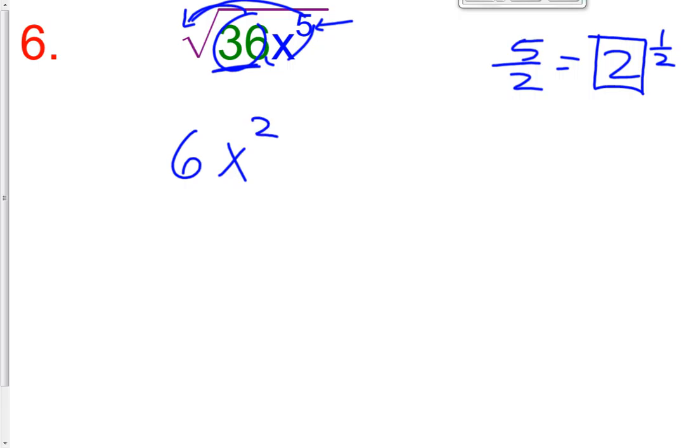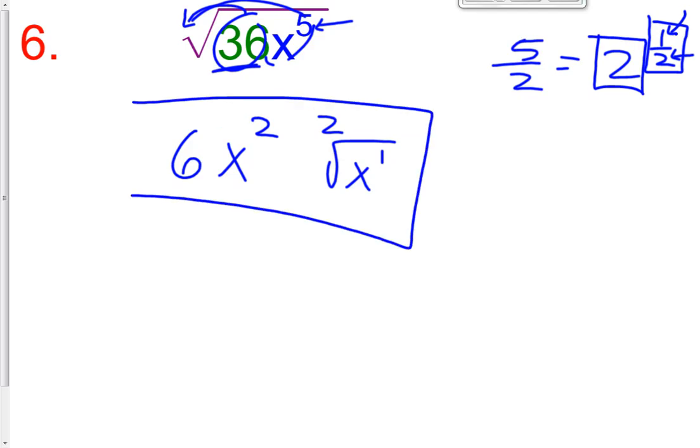But now I still have this. And this is still left underneath the radical. So this still represents our index. We're still going to have the square root of x to the 1st. This is my exponent. So I took out an x squared term right here, but I still have one more x underneath the radical, and that's x to the 1st. So this is my answer for this one.